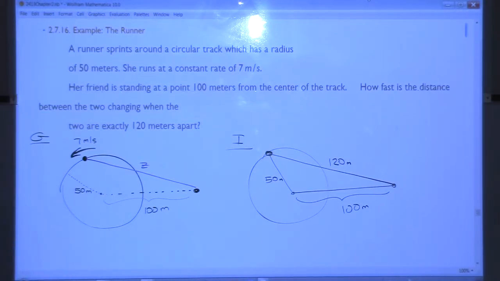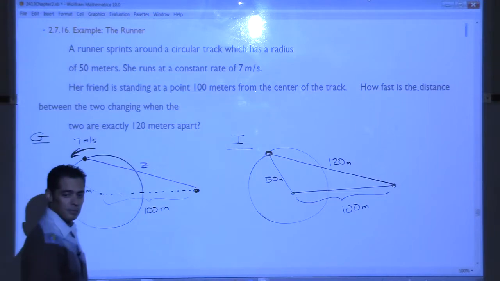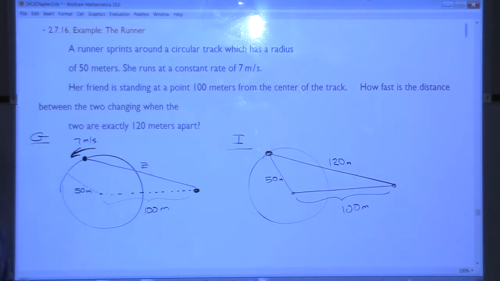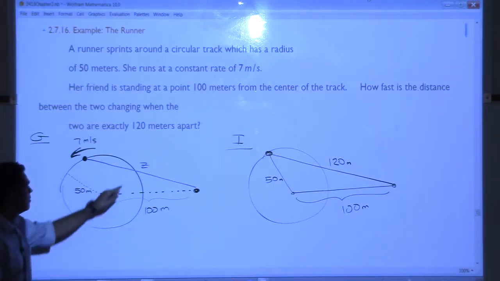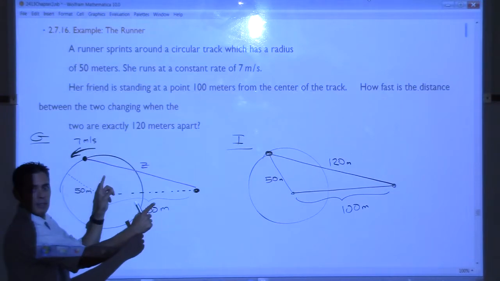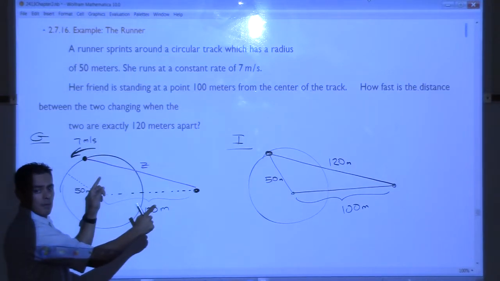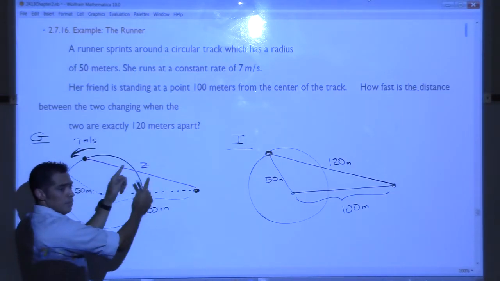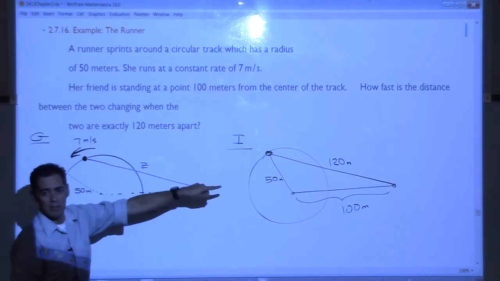Would we be able to mark the speed of the thing going back and forth between the people, the rope? The speed at which this is changing? Yeah, that's what we're trying to find. That's what we want to know. We want to know how fast this is moving at exactly that moment. Right? Okay.